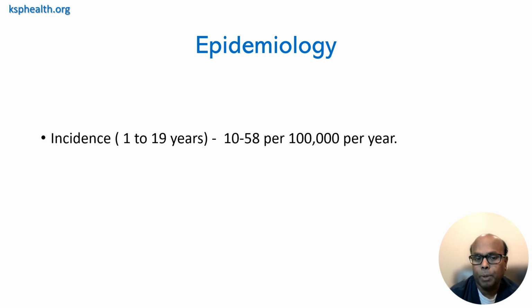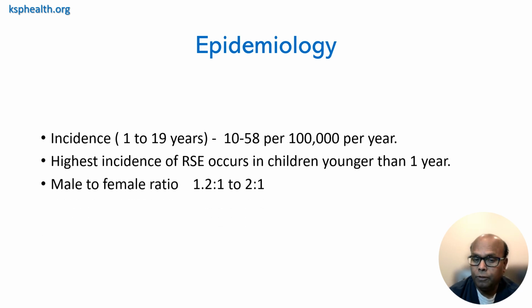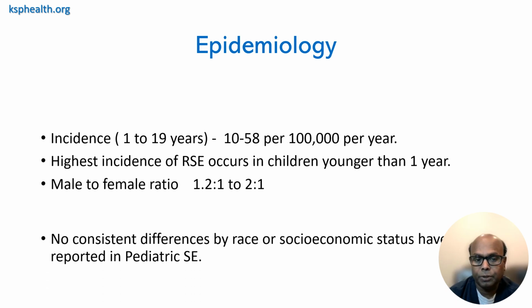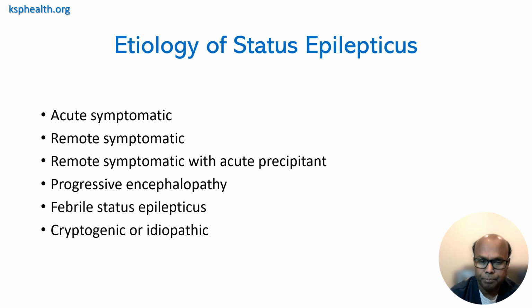The incidence of status epilepticus is 10 to 58 per 100,000 per year. The highest incidence of refractory status epilepticus occurs in children younger than 1 year. The male to female ratio is 1.2 to 2 to 1, so there is a male predominance. No consistent difference by race or socioeconomic status has been reported in pediatric status.